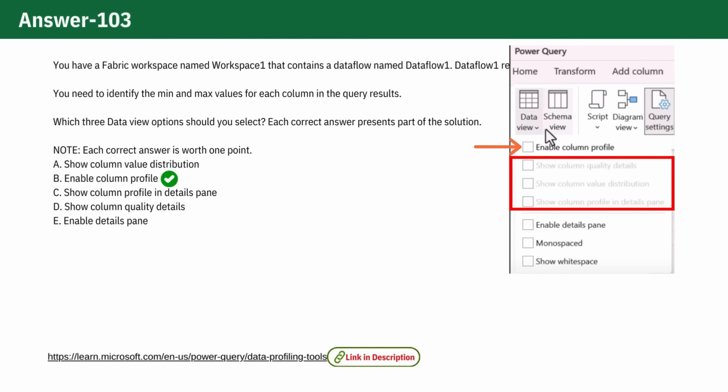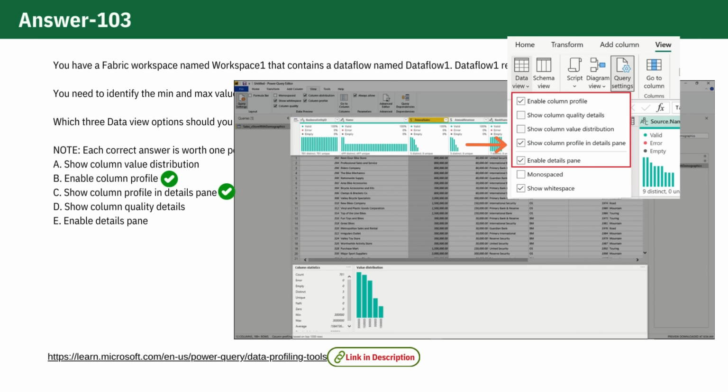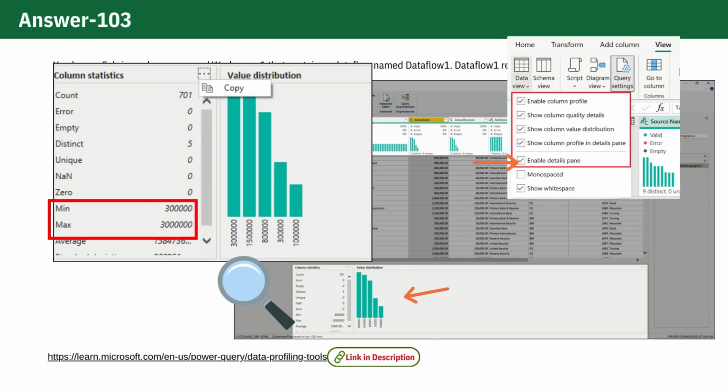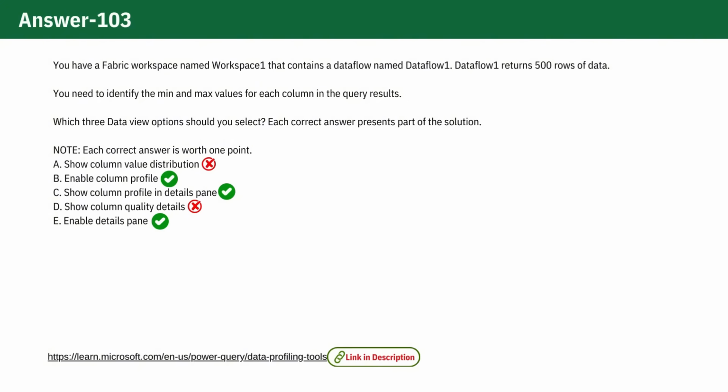Let's discuss why these options are correct. Option B. Enable column profile. Firstly, this option is necessary because it activates the column data profiling tools, which would otherwise be grayed out. Without enabling the column profile, you wouldn't be able to access the data profiling features. Option C. Show column profile in details pane. This option displays detailed column profiling information in the details pane, including the min and max values for each column. And option E. Enable details pane. This is required to view the column profile in the details pane. Without enabling this, you wouldn't be able to see the detailed column statistics.